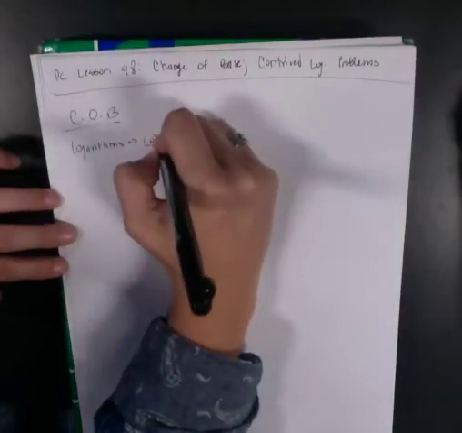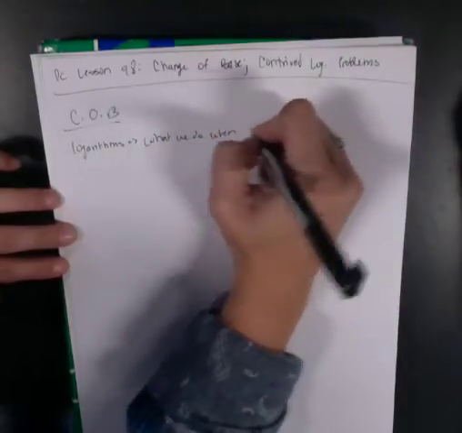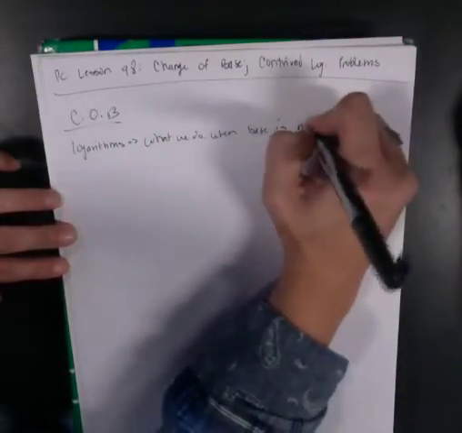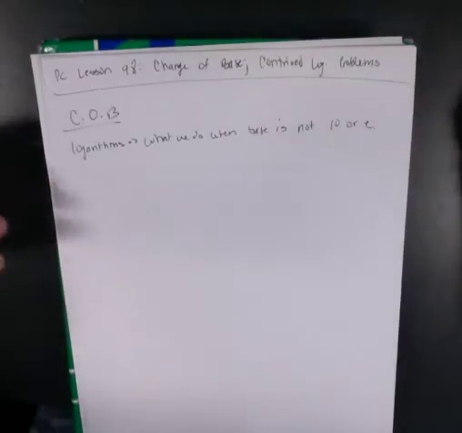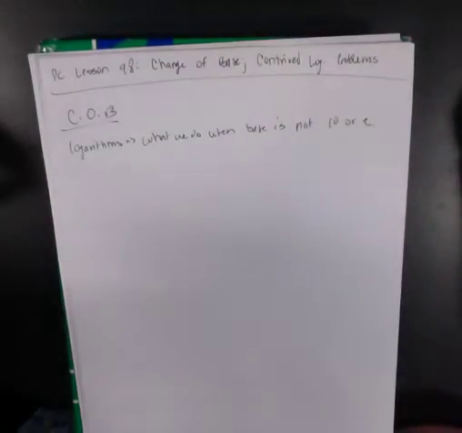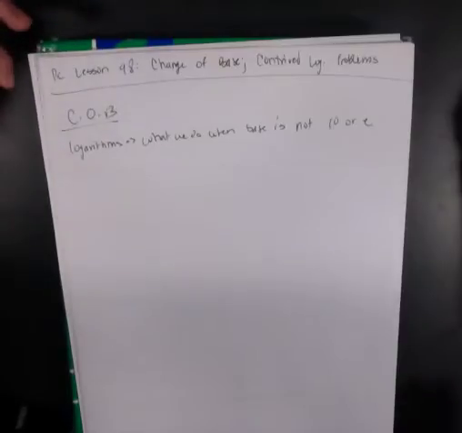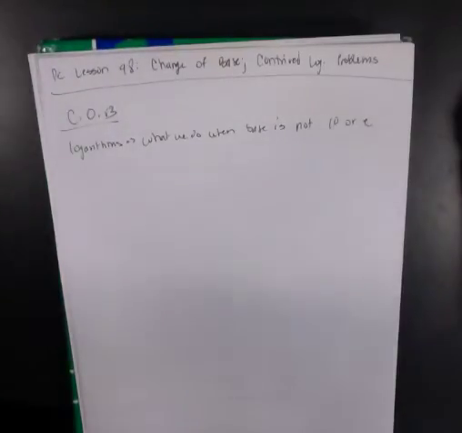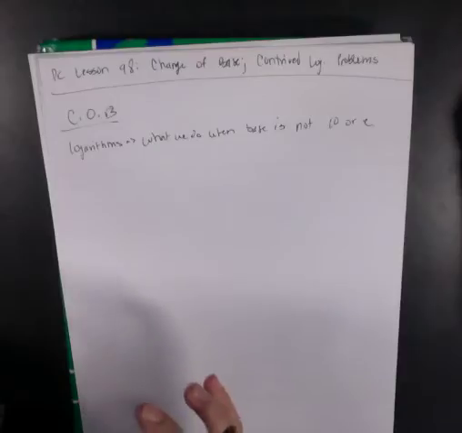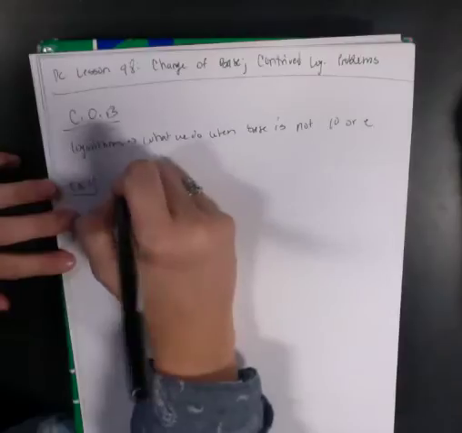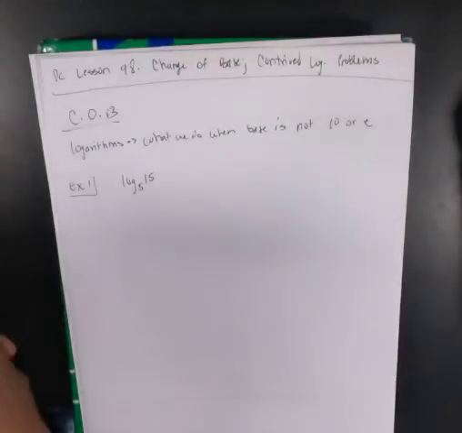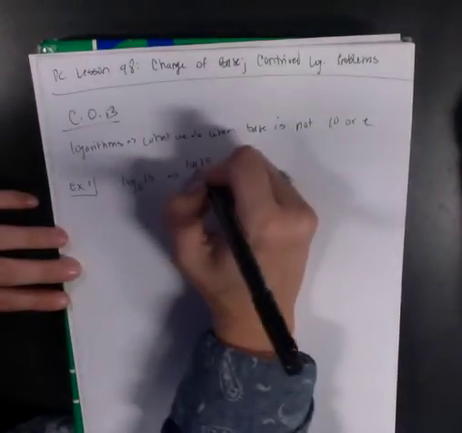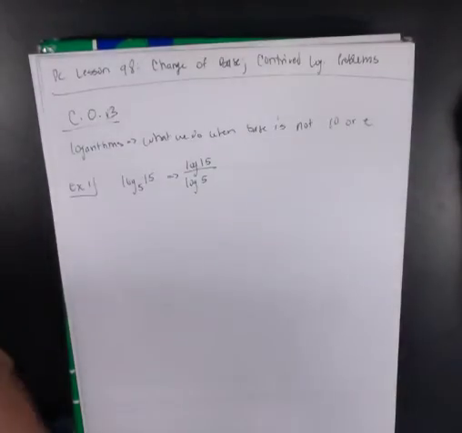It's what we do when the base is not 10 or e. Okay, how do we figure things out if we have a base that's not 10 or e? We can use the change of base formula and rewrite it as a base of 10 or e. Let me show you how with this example. We have the log base 5 of 15. I can rewrite this change of base formula as the log of 15 over the log of 5.